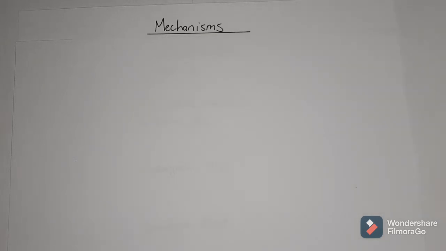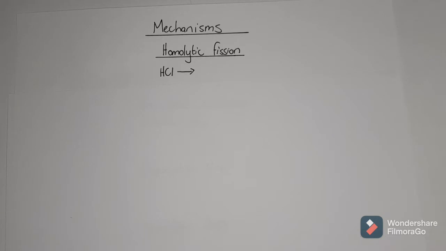Okay, so when we're looking at our organic chemistry reactions, some of the things that you need to know are the mechanisms behind those reactions. So I'm just going to go through a few of them. The first thing we need to know is that there's two different types of mechanisms. The first one we're going to look at is homolytic fission.